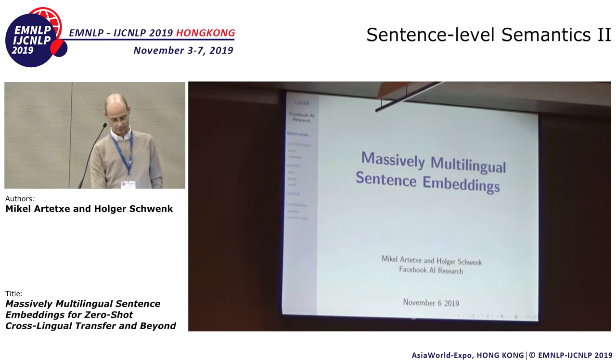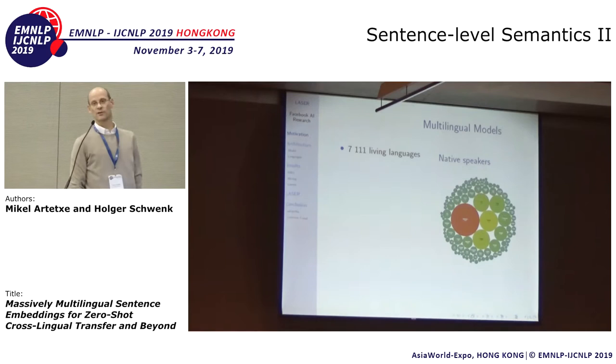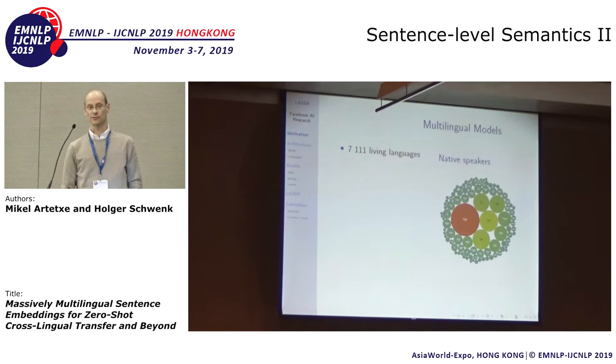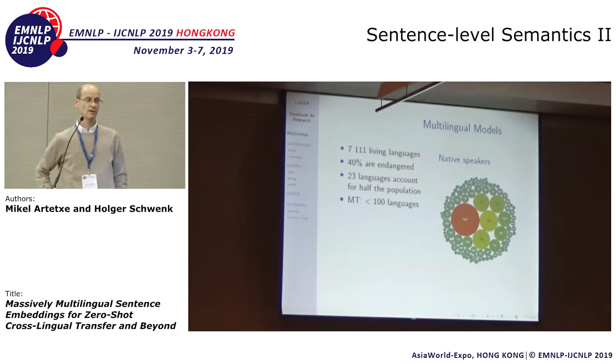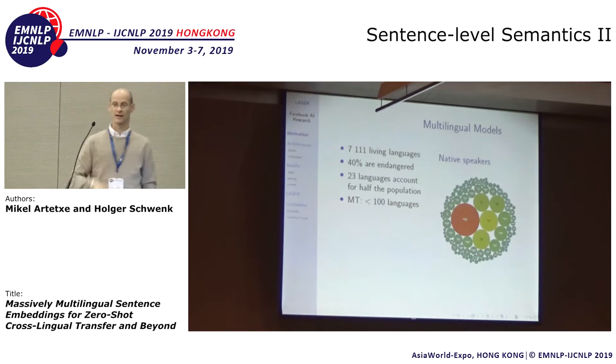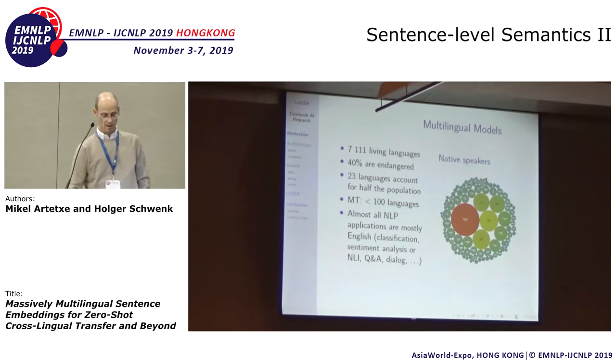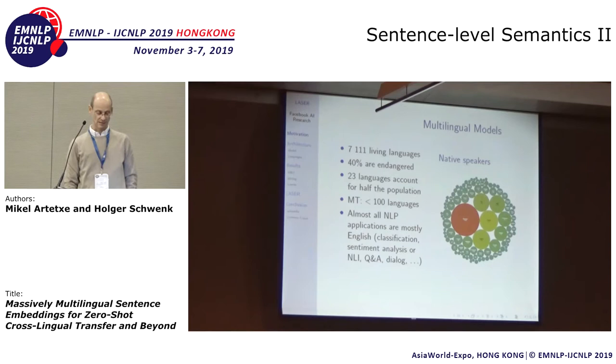So what we're interested in is multilingual models, because right now in the world we have more than 7,000 languages. And actually, almost 40% of them are considered endangered, which means that less than 1,000 people speak them. And if you look, only 23 languages account for half of the population. This actually means that most of the languages of the world are not considered at all in NLP. Right now, we have machine translation for about 100 languages, obviously only the most important ones. And if you look at different applications and machine translation, most of NLP is very English-centric. So any other NLP talk was mostly English until a couple of months ago.